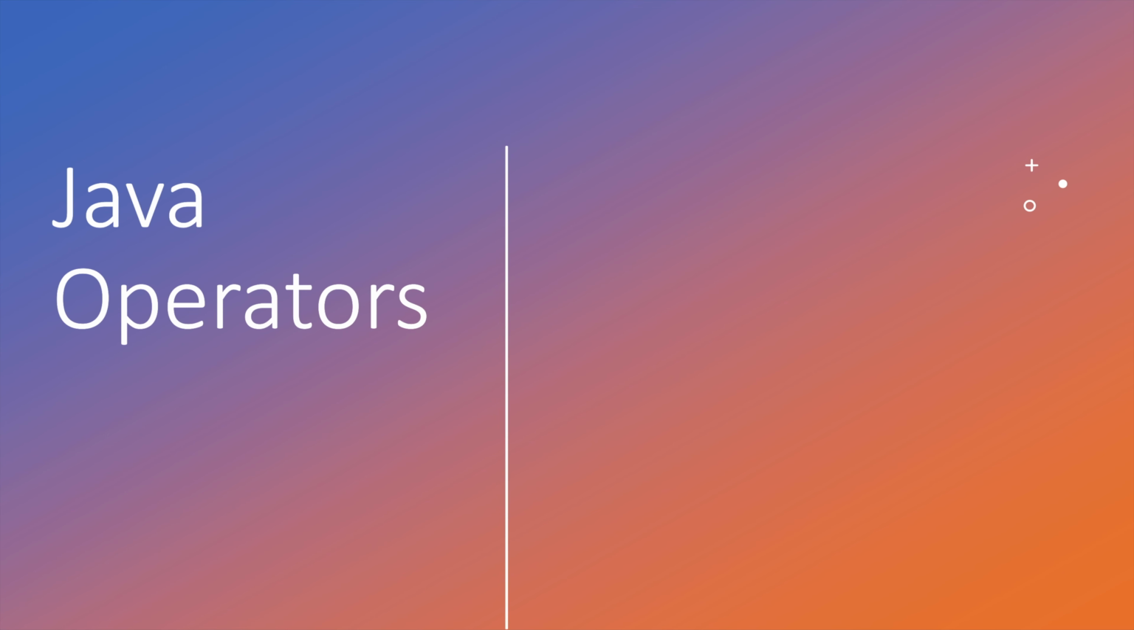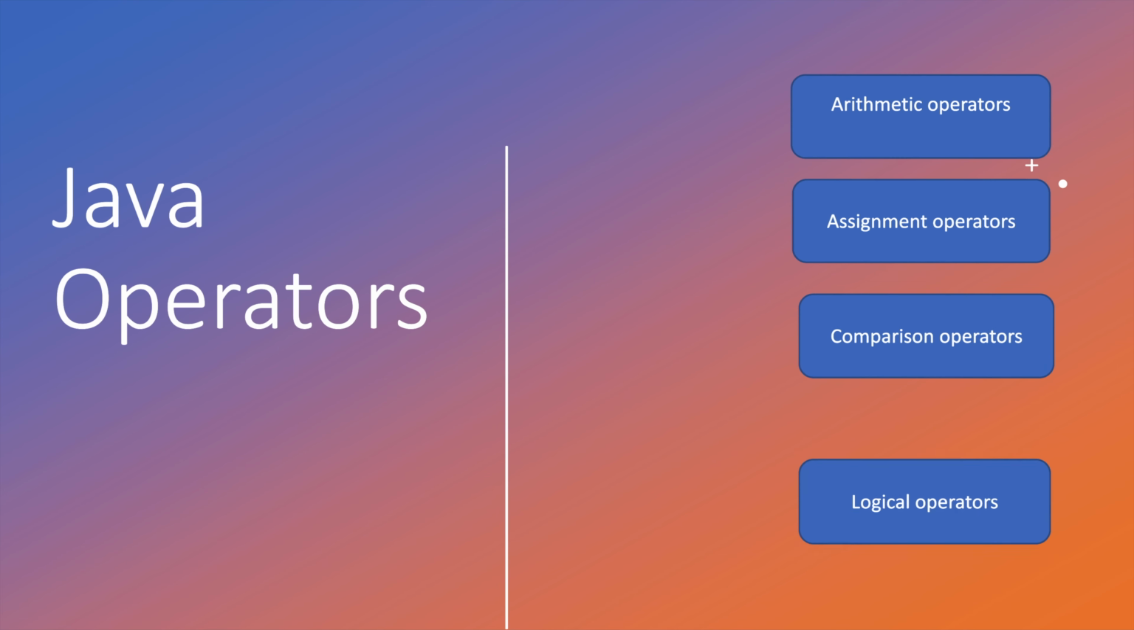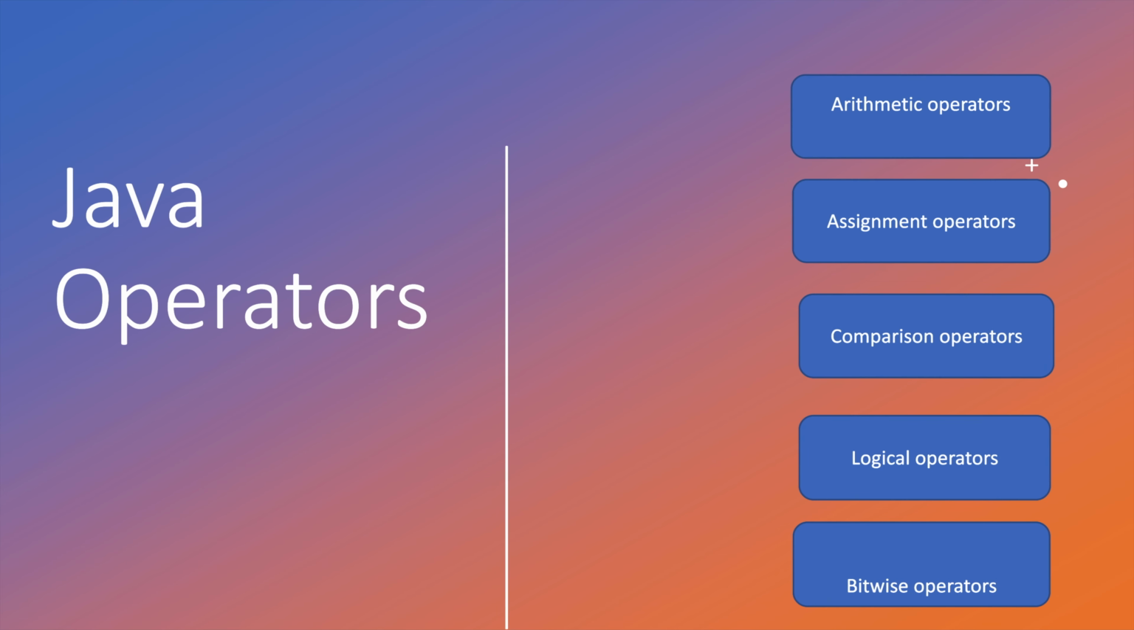In Java, operators are used to do different operations on variables and values, such as addition, multiplication, subtraction, and many more. Java has categorized operators as arithmetic operators, assignment operators, comparison operators, logical operators, and bitwise operators. So let's see these in detail.